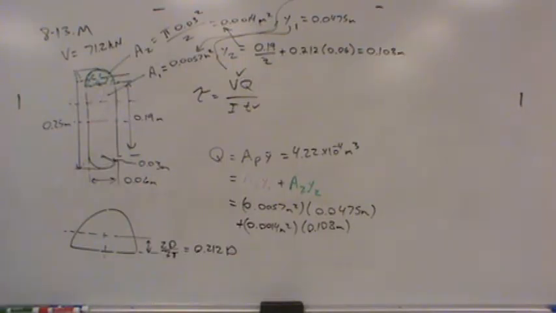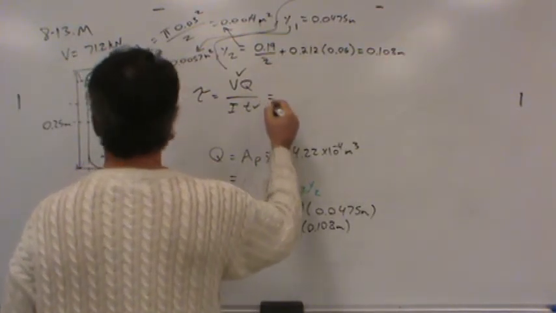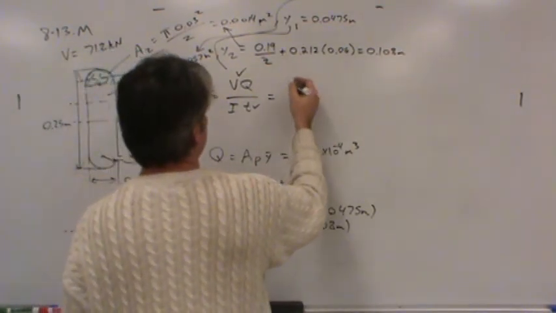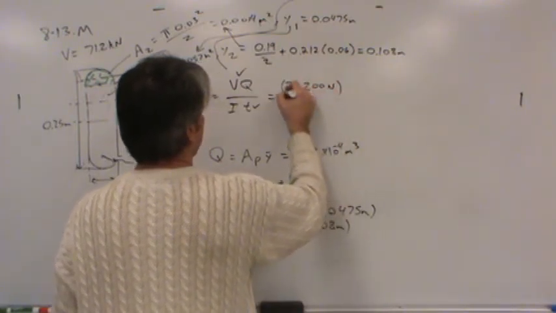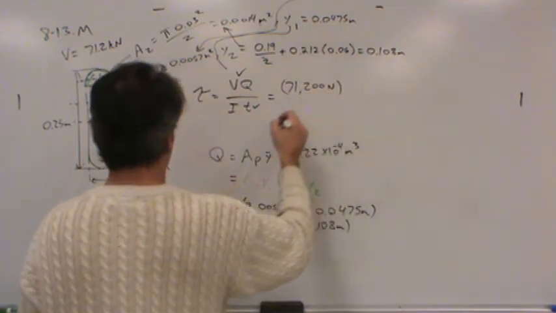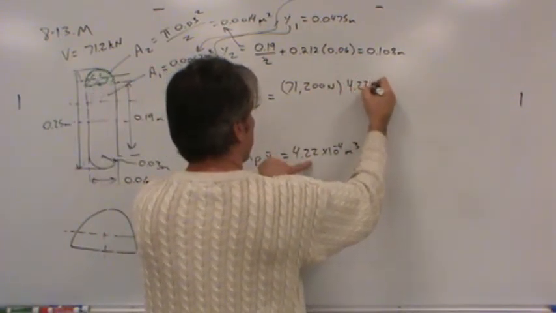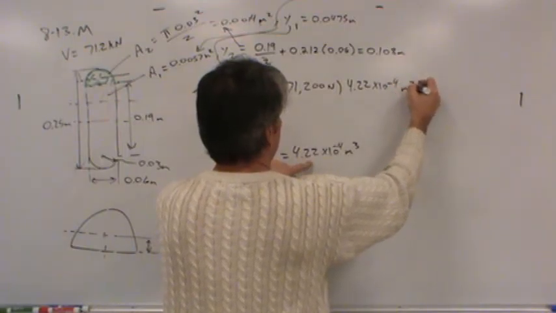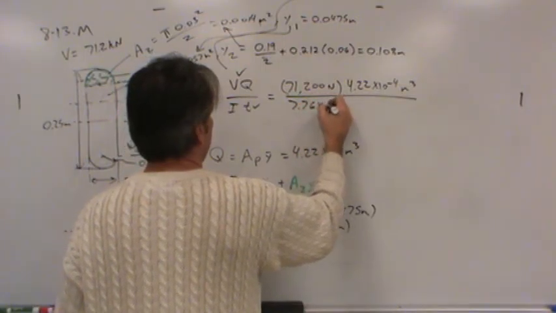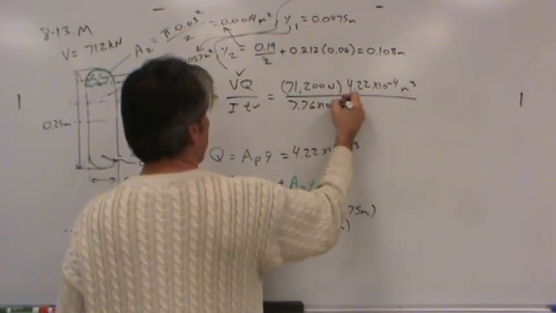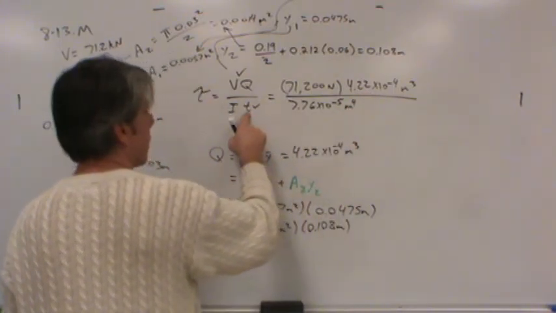So finally, we've got the area moment of inertia. And as I said, I recommend you use this spreadsheet because it'll save you a lot of difficulty. So what we got was 7.76 times 10 to the negative fifth. Let's plug in everything. So we've got 71,200 newtons times Q. Q is 4.22 times 10 to the negative fourth cubic meters divided by I, which we got from the spreadsheet, 7.76 times 10 to the negative fifth meters to the fourth, and then t, the thickness.